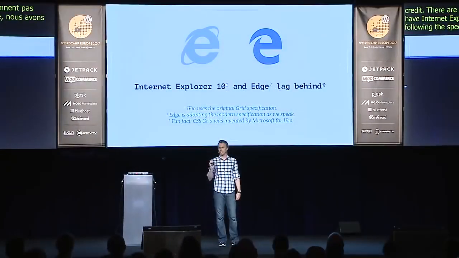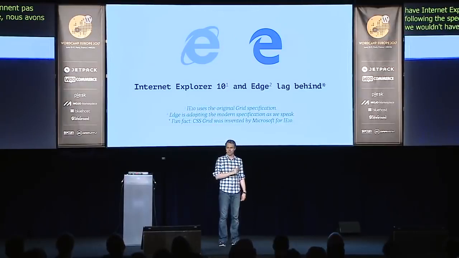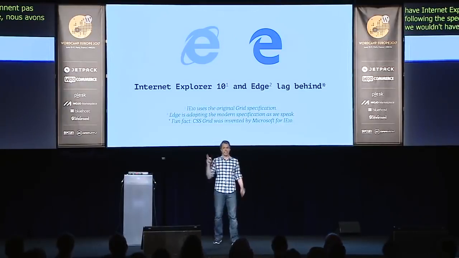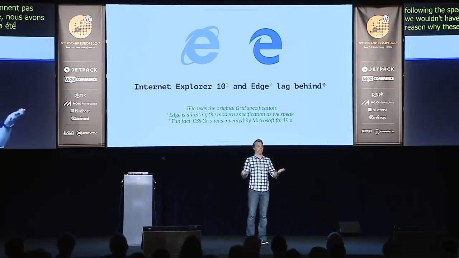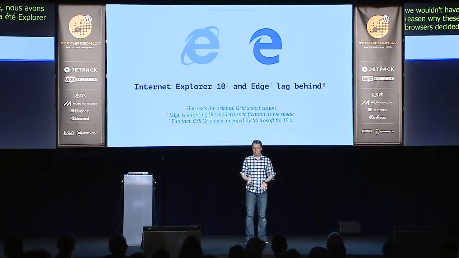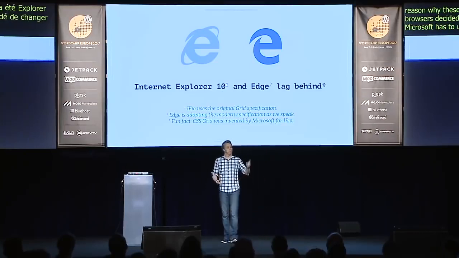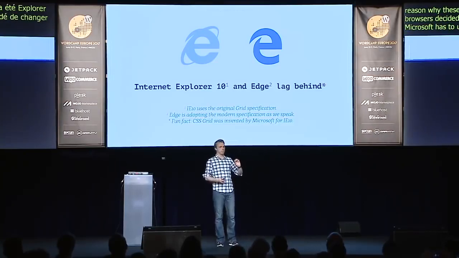Point of order, if it wasn't for Internet Explorer 10, we wouldn't have CSS Grid. CSS Grid was invented for Internet Explorer 10. And the reason why these two browsers are lagging behind is because the other browsers decided to change the spec. But the spec is built into Windows, so Microsoft has to update all of their operating systems to get this to catch on. However, Edge is probably a couple of weeks away from getting full grid support. And I'll show you how to create proper backwards compatibility for all other browsers.